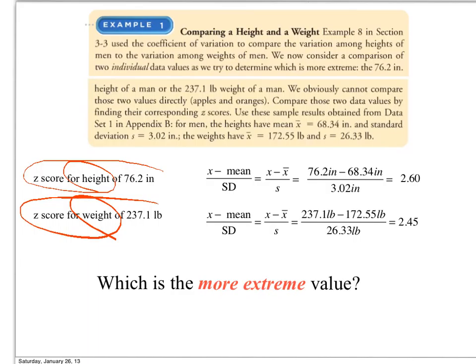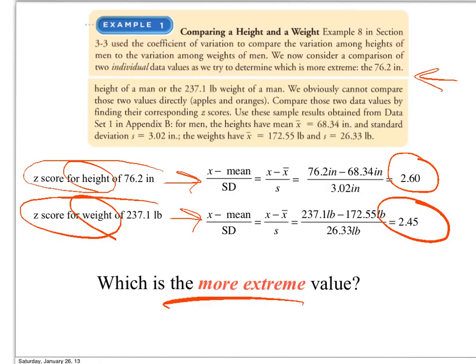So if you look at the data right here, read that problem and then look at the calculations right here. If you look at the z-score for a height of 76.2 inches, it's 2.6. So that's extreme because it's more than 2. If you look at the z-score for a weight of 237.1 pounds, that's 2.45. So it's still an extreme value. It's in the tail. It's more than 2. But which one is more extreme? The height is more extreme. So this person is unusually tall and unusually heavy, but the height is more extreme than the weight.